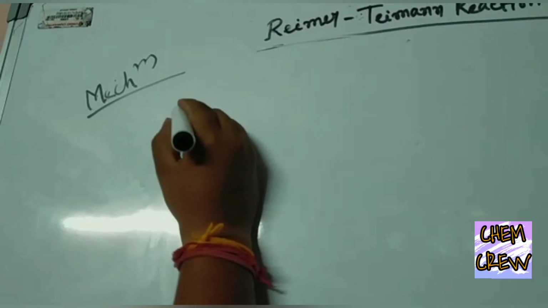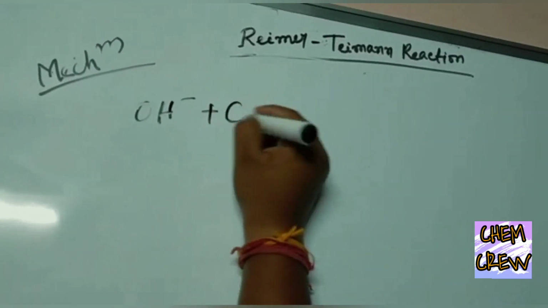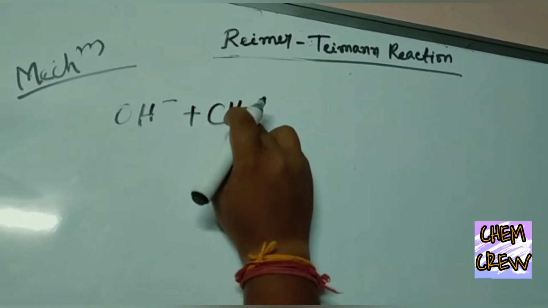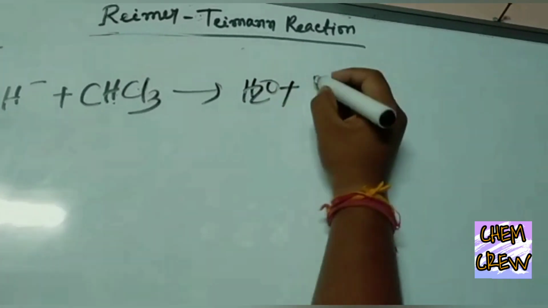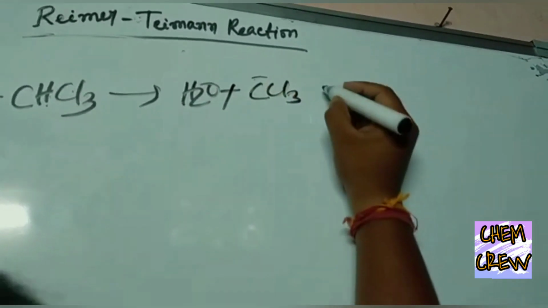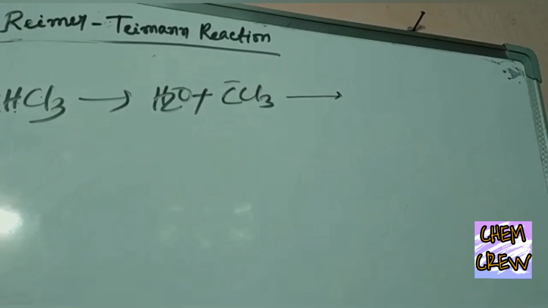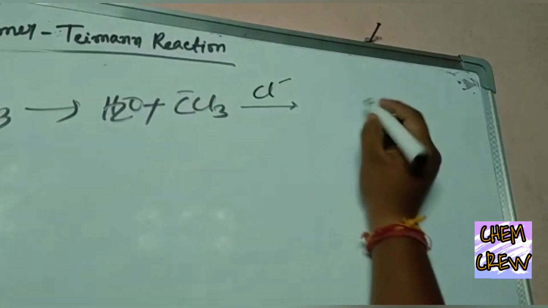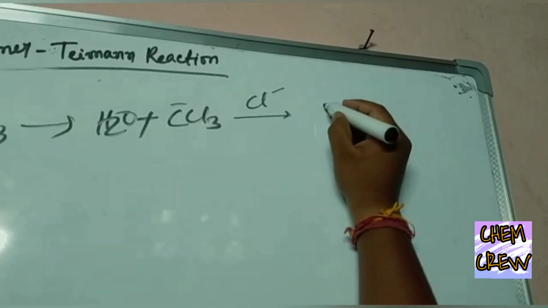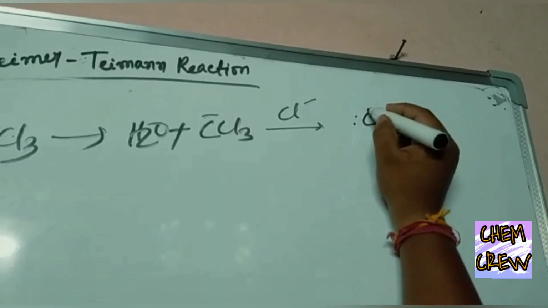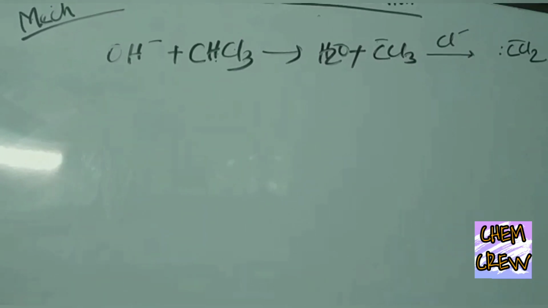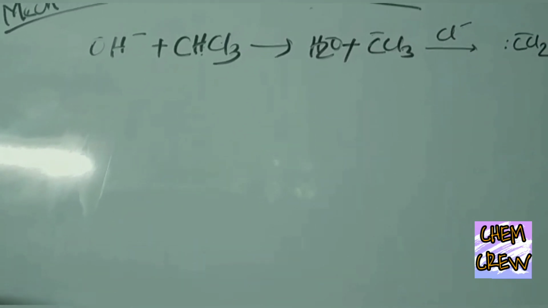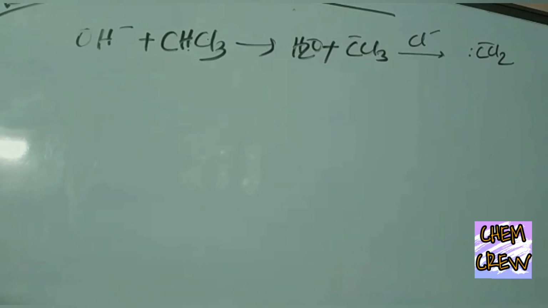In this reaction mechanism, when chloroform is attacked by a base, it produces water and CCl3 minus. Chlorine acts as a leaving group, so at last the product is dichlorocarbene. The mechanism of the reaction involves electrophilic attack on the highly reactive phenoxide ring by dichlorocarbene.